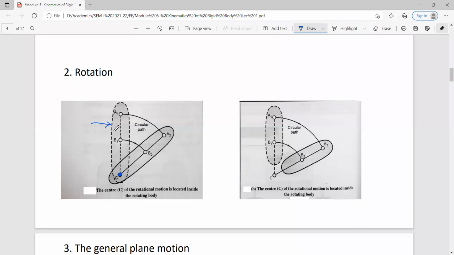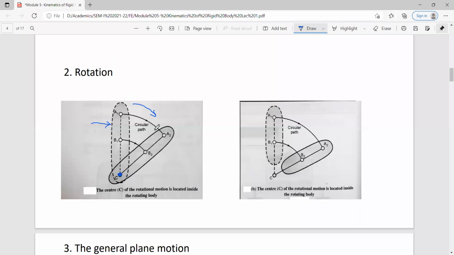About point C we are turning it. So here the straight line which is drawn between these two points is changing its orientation. Sometimes it is becoming horizontal, sometimes inclined, like this. And particles present on the body travel in parallel circular paths. So that is called pure rotation.